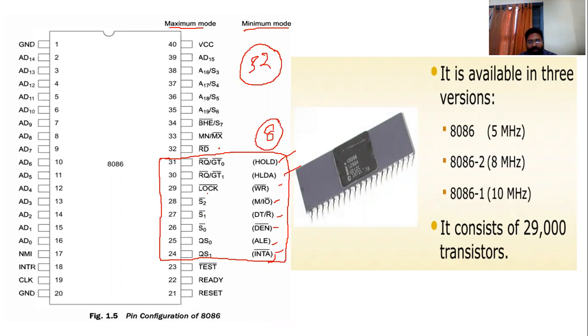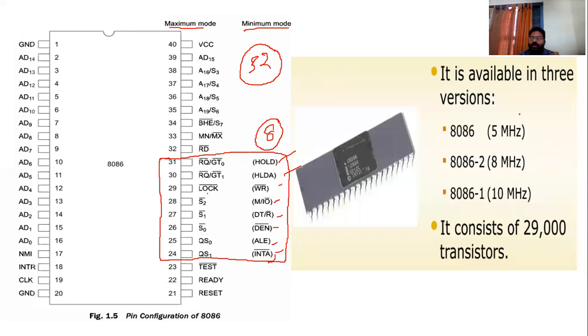Whenever it is minimum mode, the 30th pin is HOLD. In the maximum mode, that pin is RQ bar/GT bar. RQ means request, GT means grant. Likewise, S2, S1, S0 in maximum mode are the 28th, 27th, 26th pins. But in minimum mode, those pins are M/IO bar, which selects memory or IO, DT/R bar, data transmit or receive, and ALE. Only these 8 pins are different from maximum mode to minimum mode. The remaining 32 pins are common for both the minimum and the maximum modes.